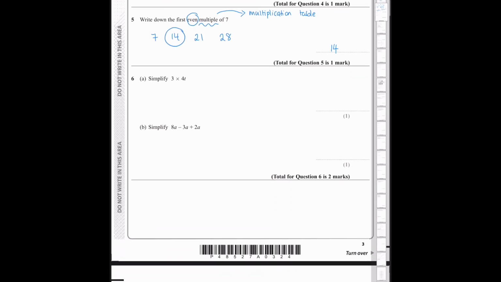Alright, we're now moving on to a bit of algebra. First of all, question 6a asks you to simplify 3 times 4t. I'm sorry, I'm just going to go back to question 5 quickly, because I just explained that this is a multiple. A multiple of 7 is the 7 times table. I'm just explaining a little bit more. A multiple of 5 is the 5 times table: 5, 10, 15, 20. Any multiple of any number is the times table.